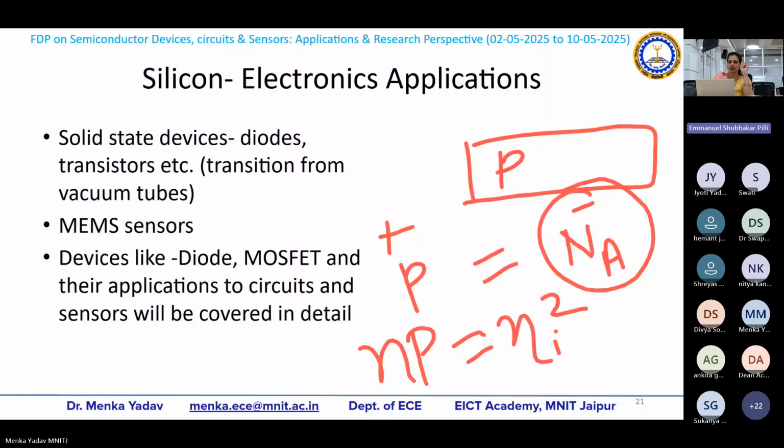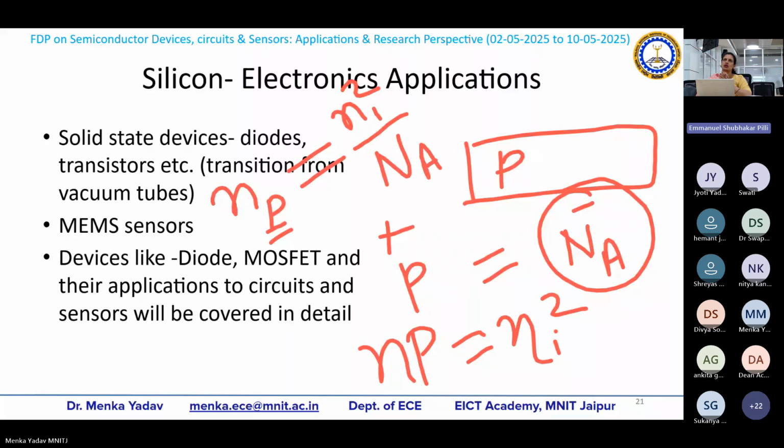So what will I get? In a P-type semiconductor structure, N means the electrons. What will its value be? Ni square divided by Na. These are the formulas which we should remember, and this is known as the mass action law. Na and Nd are the doping concentrations: Na is for acceptors and Nd is for donors. Donors are positively charged ions, while acceptors are negatively charged ions.